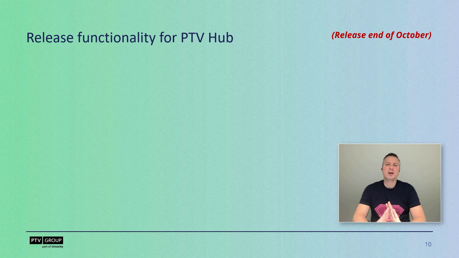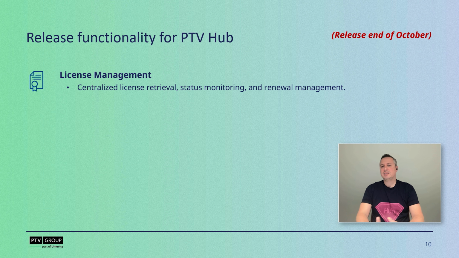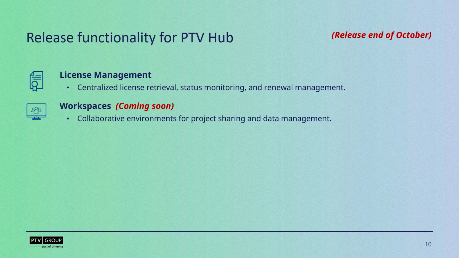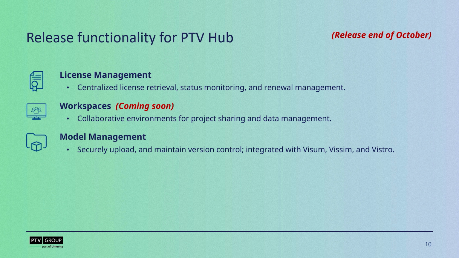Now, let's summarize the release functionality of PTV Hub that is available or coming very soon. First, the License app in PTV Hub centralizes and manages your PTV vSUM, VISM, VisWalk, and vStore licenses. Next, the Workspace app, coming very soon, creates collaborative environments for project sharing and data management. Then, the Models app enables your models to securely be uploaded to the cloud and maintain version control for your vSUM, VISM, VisWalk, and vStore models.